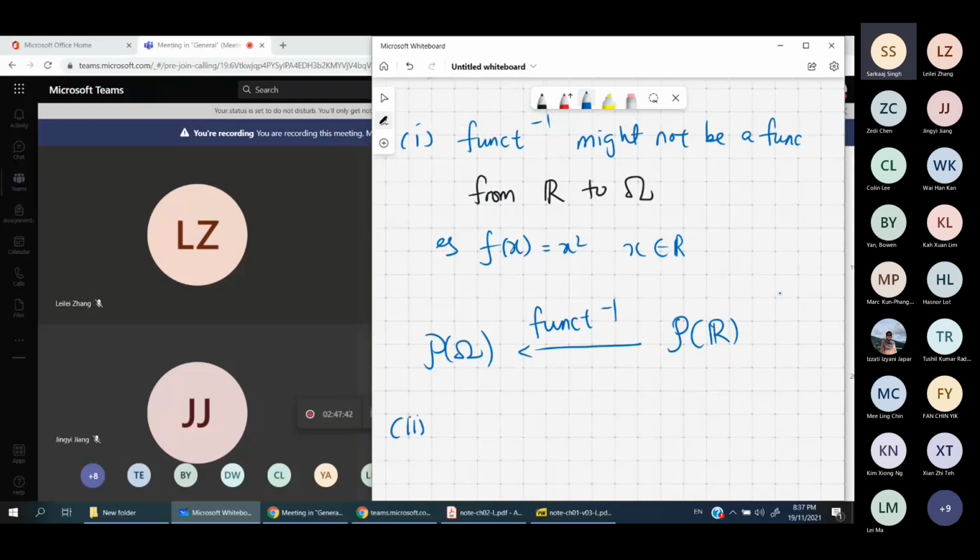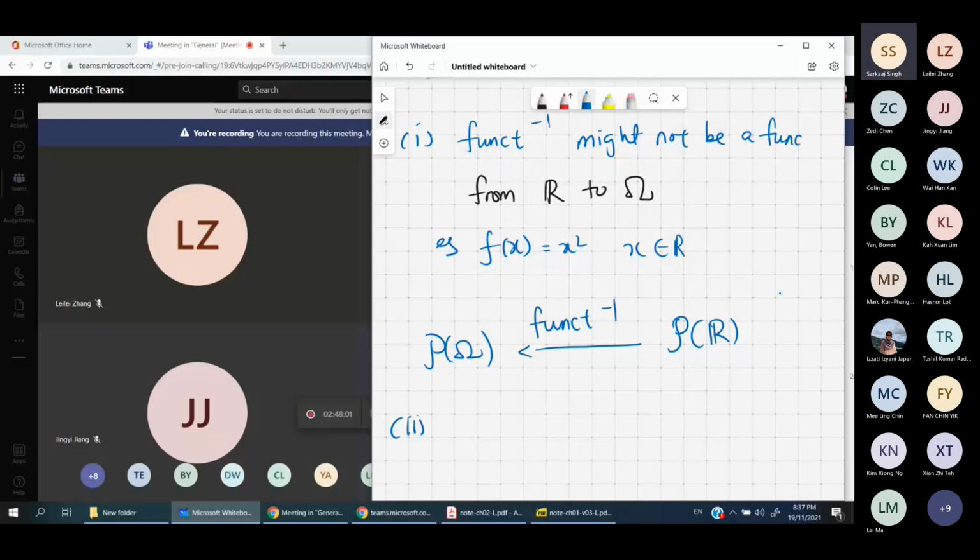Sorry, can I interject? That's a sigma field, right? Is that P the sigma field? No, this is a power set. Oh, the power set. The power set might not be a sigma field, right? So that's why. Yeah, that's the thing.